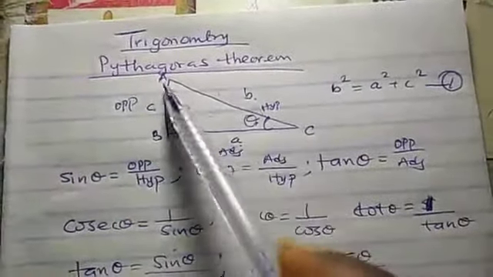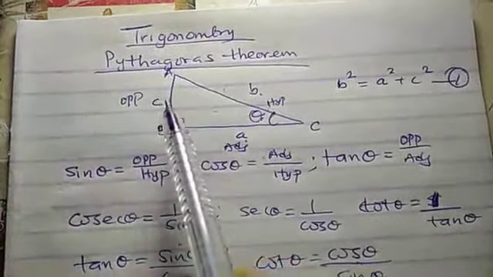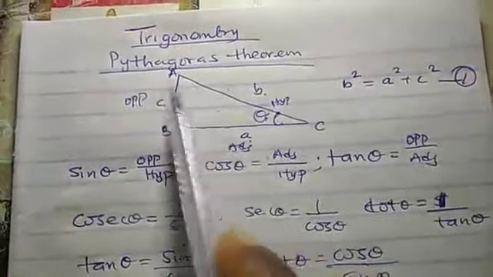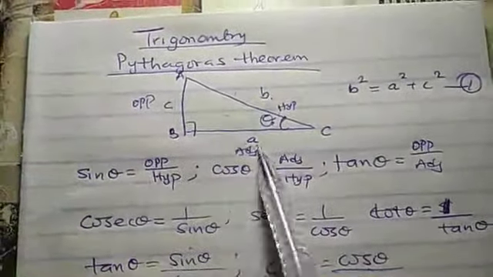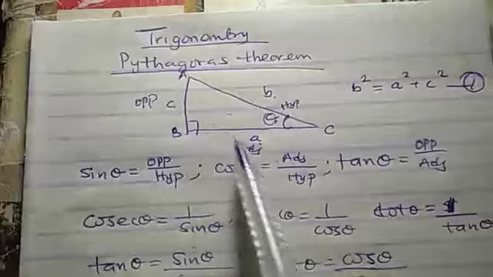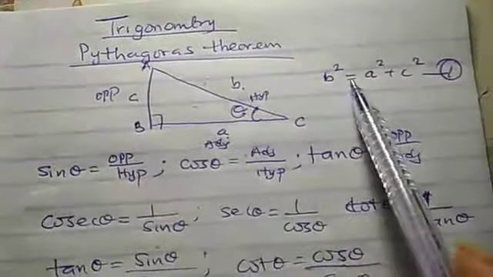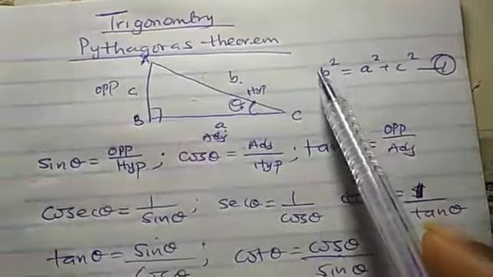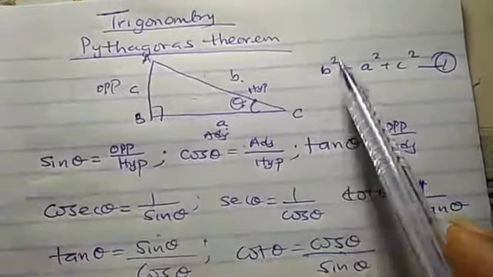Now by Pythagoras theorem, it says that the square of the hypotenuse, that is b square here, is equal to the sum of squares of the two other sides, that is a square plus c square. I believe you are aware of that. So we take note of that, b square.